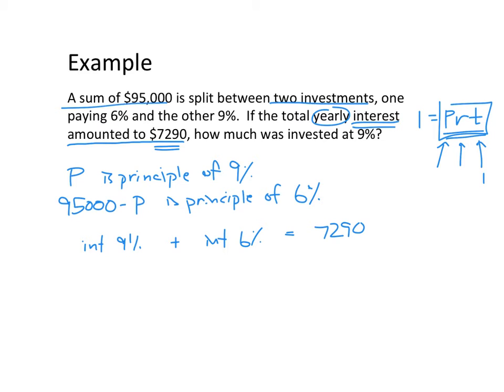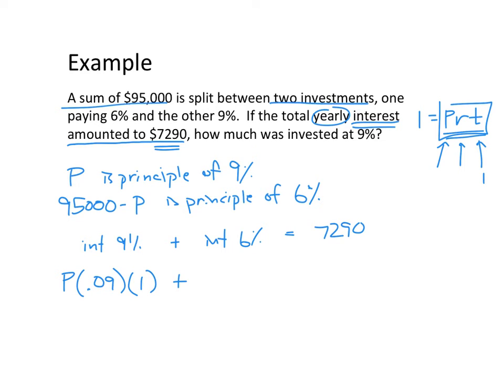The interest for the 9% account is P times the R for that account, right? The interest rate for that account, 9%. And a quick little tip, in any formula that involves a percentage, you have to put the decimal version of that percentage in, not 9, but in this case, 9%. That means 9 out of 100. That's 0.09. And then times the time, which is 1, because we're talking yearly here.